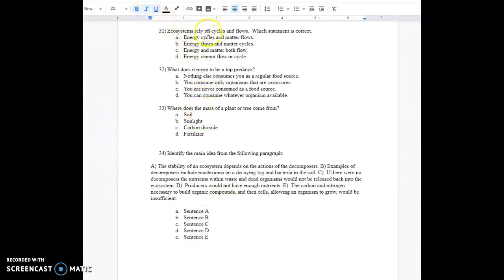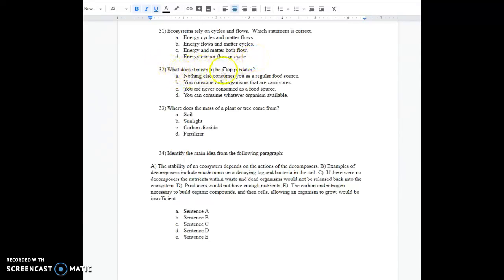31. Ecosystems rely on cycles and flows. Which statement is correct? A, energy cycles and matter flows. B, energy flows and matter cycles. C, energy and matter both flow. D, energy cannot flow or cycle.